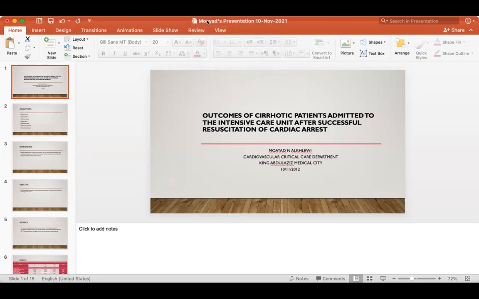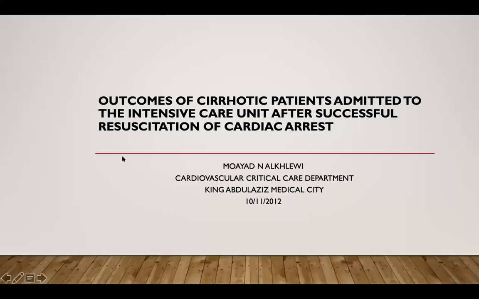So Dr. Moyed was a fellow when he did this study. He's now an associate consultant in the cardiovascular ICU, cardiac sciences, at King Abdulaziz Medical City, and hopefully soon will be a full consultant, doing a great job there. And he did a fantastic job in getting this paper together.